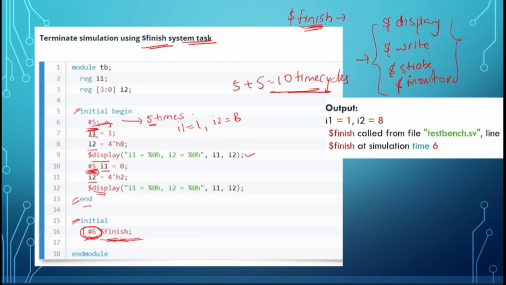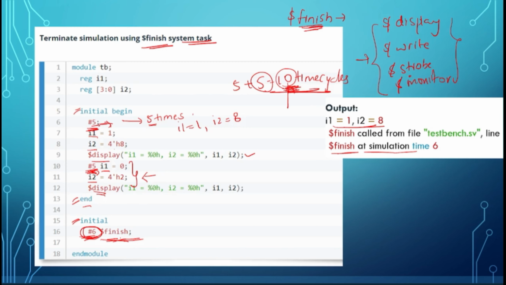Now what happens? Since the execution should stop at 6, these particular values will not be executed. That means they won't be assigned. Why? Because I have stopped at 6, so the simulator doesn't need to wait for 10 time units. So that is why only these two values are displayed. Got my point? And this is saying $finish at simulation time 6. Got my point? So this is how the $finish is used.